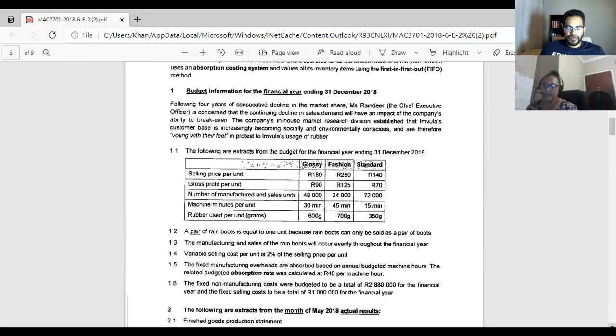So the fixed overhead rate, which is also known as the absorption rate, is equal to budgeted fixed overheads divided by budgeted activity. Now, the term activity relates to the basis of allocating overheads. How do they allocate overheads? That is your activity. So in this case, they're telling you it's 40 Rand per machine hour. So that means machine hours is your activity. Okay, so it's very important.